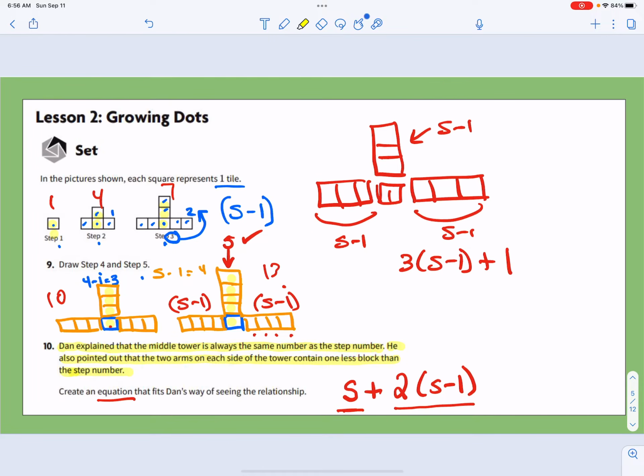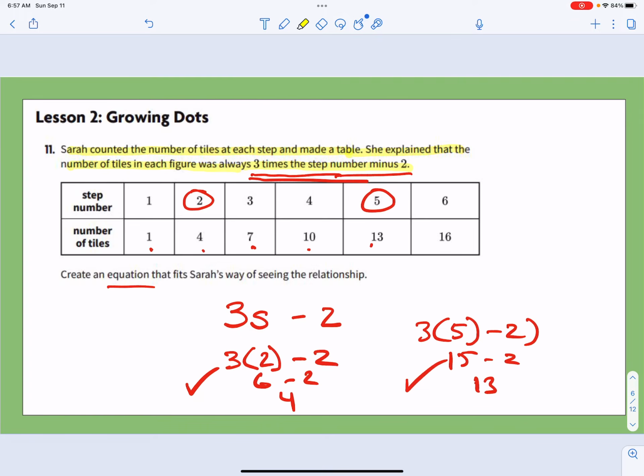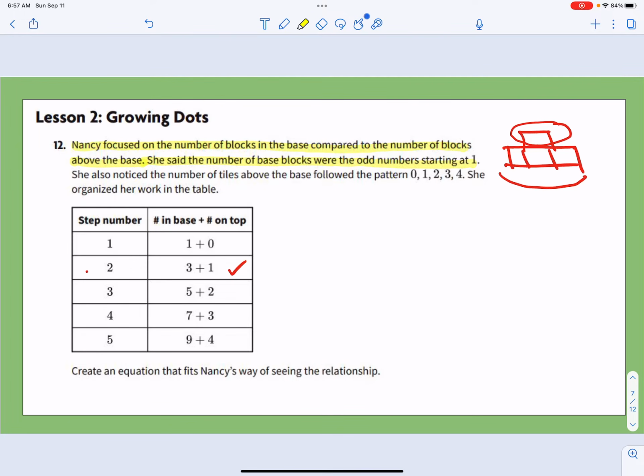Well, 1, 1, 2, 3, 1, 2, 3, 4, 5, 1, 2, 3, 4, 5, 6, 7, 1, 2, 3, 4, 5, 6, 7, 8, 9. Yeah, so she's right. That's true. So we always have that. There's 1, and then there was 3, and then 5, and 7, and 9. Okay. She also noticed the number of tiles above the base followed the pattern 0, 1, 2, 3, 4. So she organized her work this way. First there are none on top, and then 1, and 2, and 3, and 4.